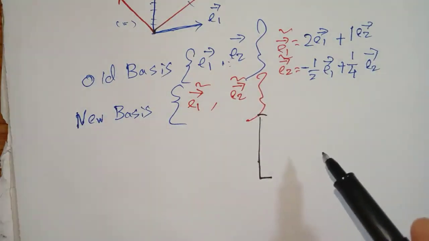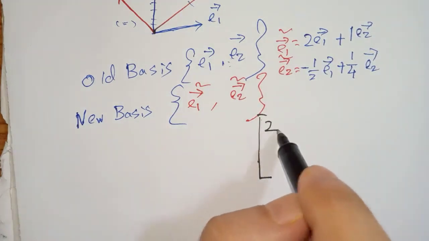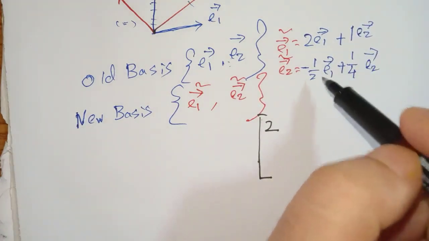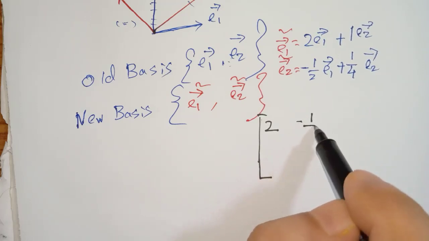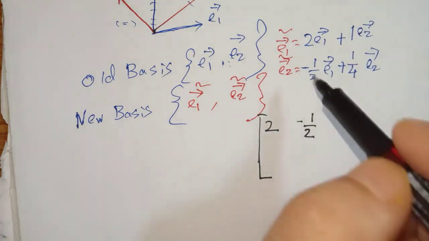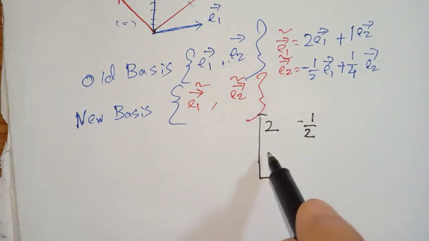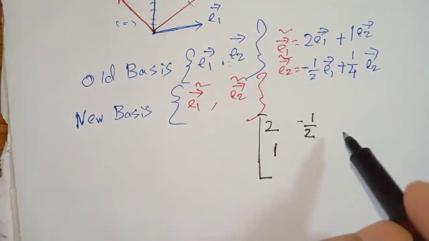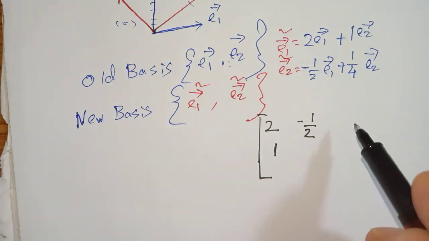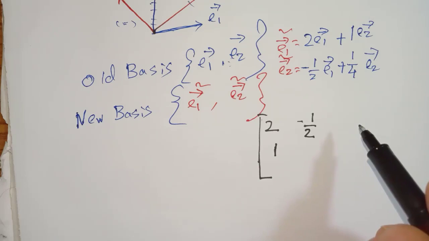Yeah, so this one 2, right? And then we write this part minus half, and then we write 1, this one, and we write minus 1/4. This would be minus 1/4.